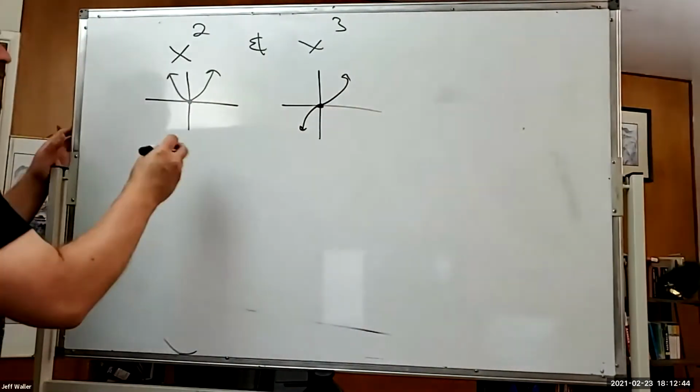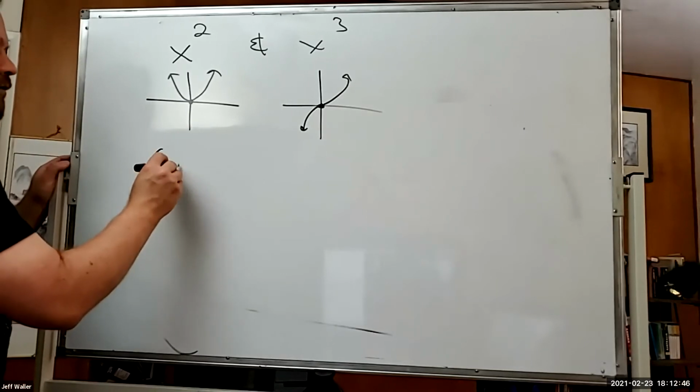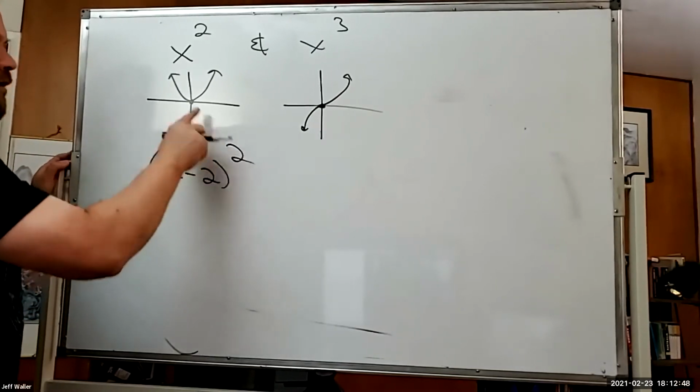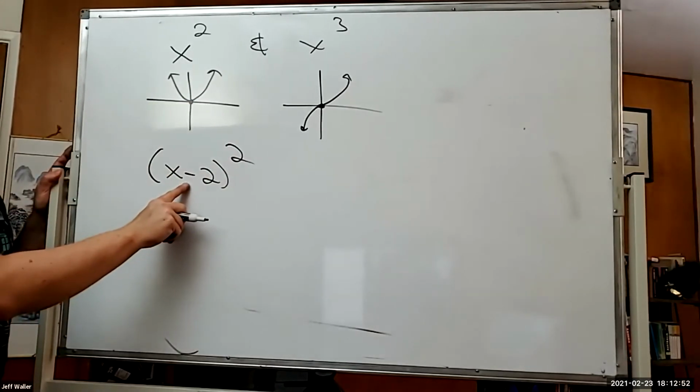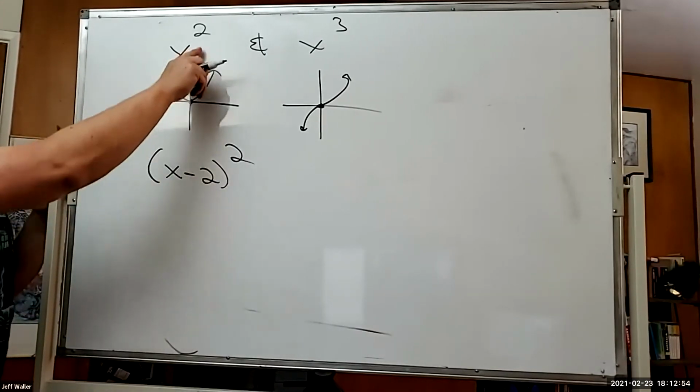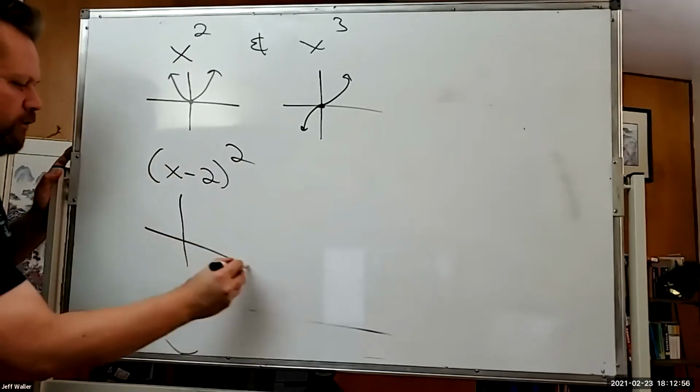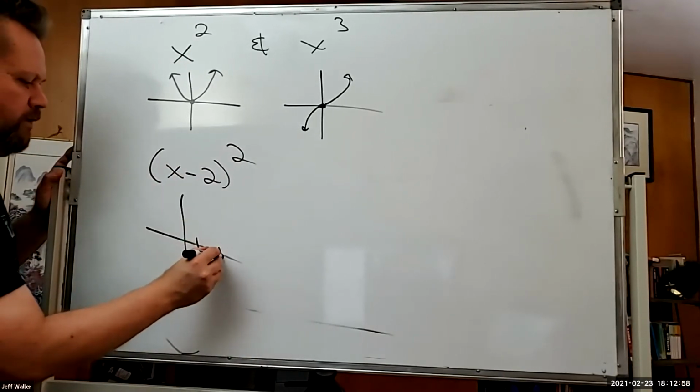Which means, what does this do to that graph? What would this do to that graph? 2 to the right. Good. So wouldn't it be exactly the same idea? It would just be sitting at 2.